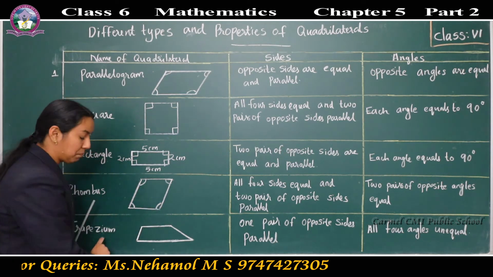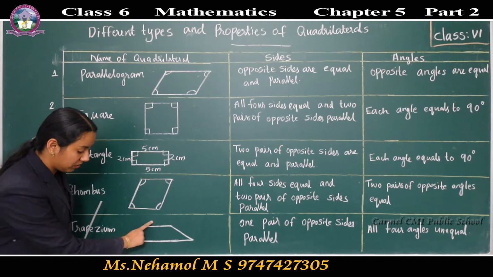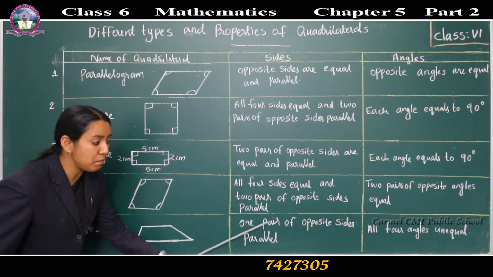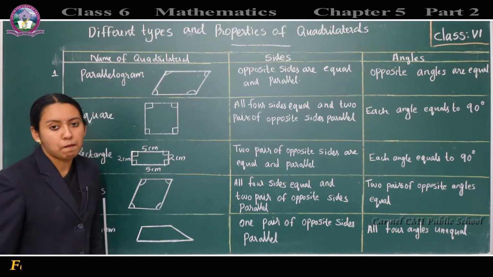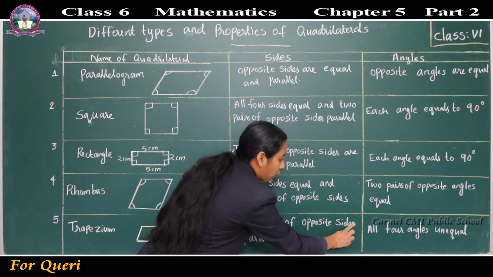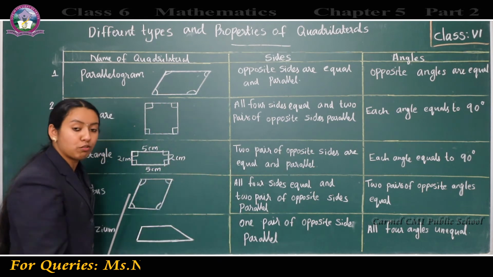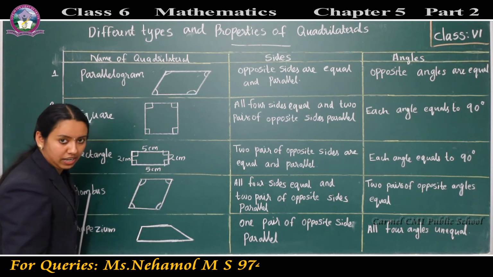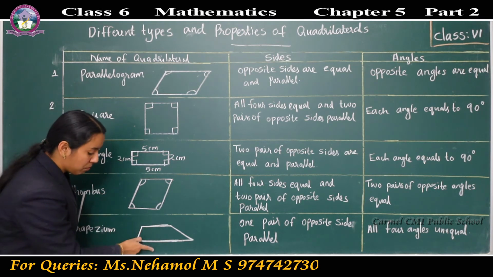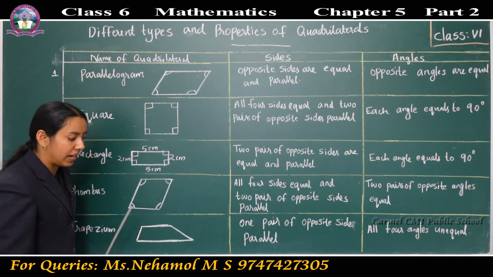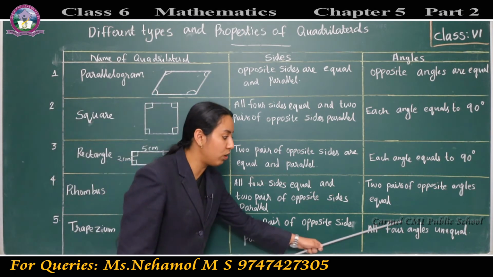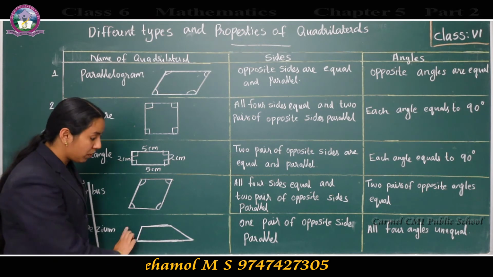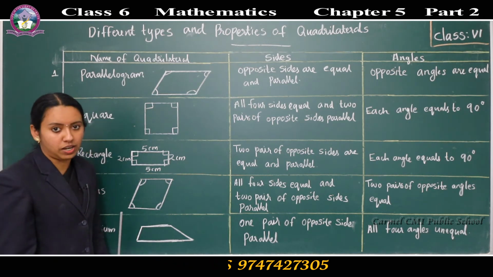Then next one, trapezium. This is a trapezium. For a trapezium, only one pair of opposite sides is parallel. This side and this side parallel. Then what about angle? All four angles are unequal. In common, for a trapezium, all angles are unequal.